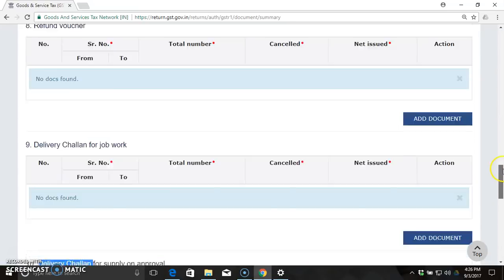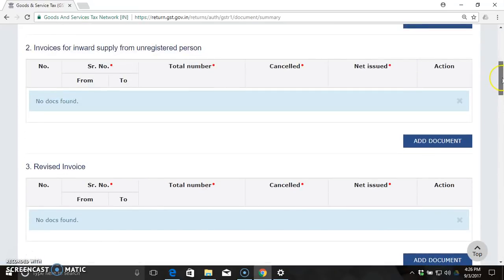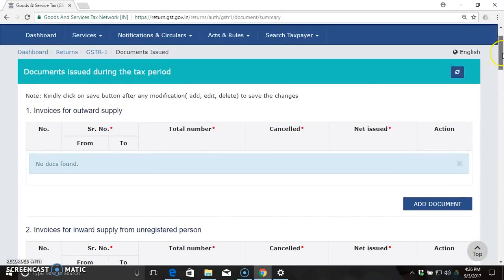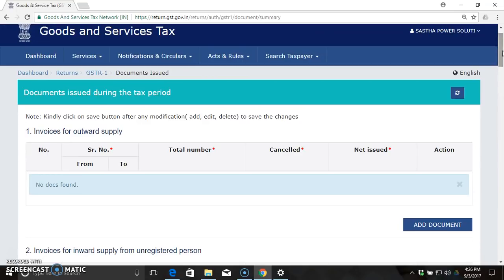So basically we are tracking the details of invoices, credit notes, debit notes and delivery challan. There is no monetary value being tracked over here, that is for sure, only the tracking of the numbers. So this is the last one and it is also equally important. It is time-consuming work because you have to track the numbers and everything has to be very perfect as far as this one is concerned. So be careful while tracking the details.